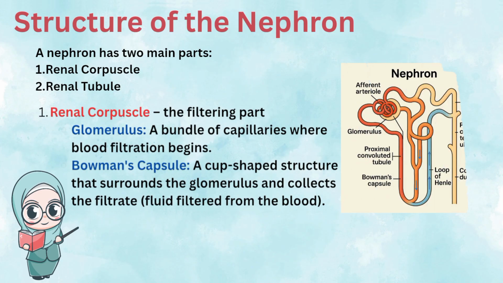Structure of the nephron. A nephron has two main parts. 1. Renal corpuscle. 2. Renal tubule. Renal corpuscle, the filtering part. Glomerulus. A bundle of capillaries where blood filtration begins. Bowman's capsule. A cup-shaped structure that surrounds the glomerulus and collects the filtrate, fluid filtered from the blood.